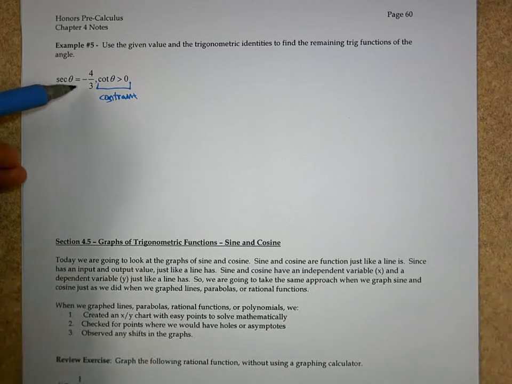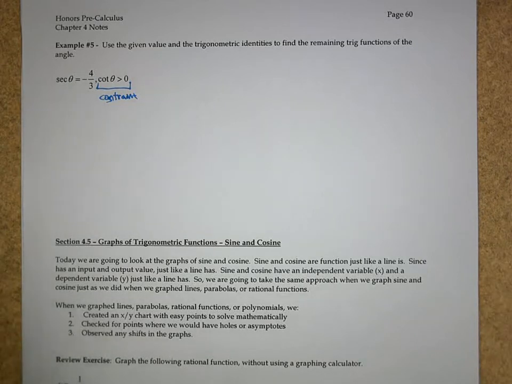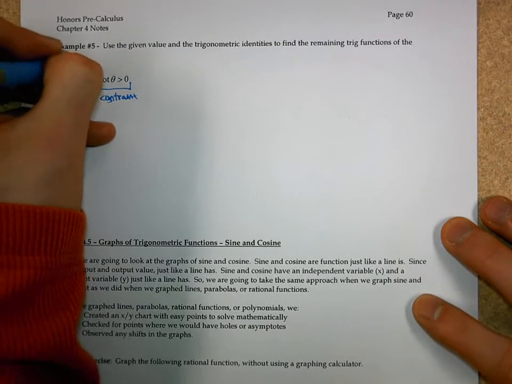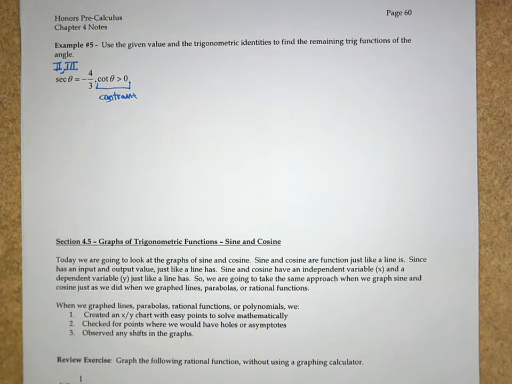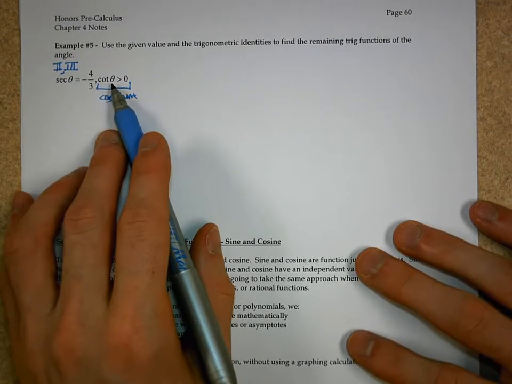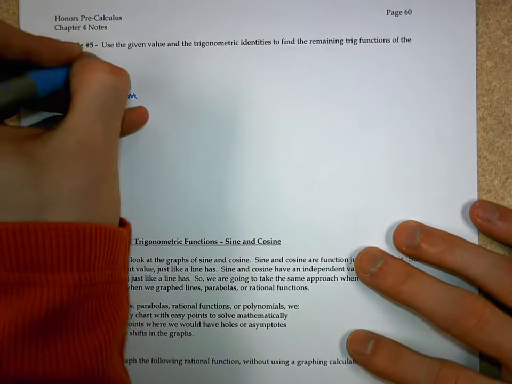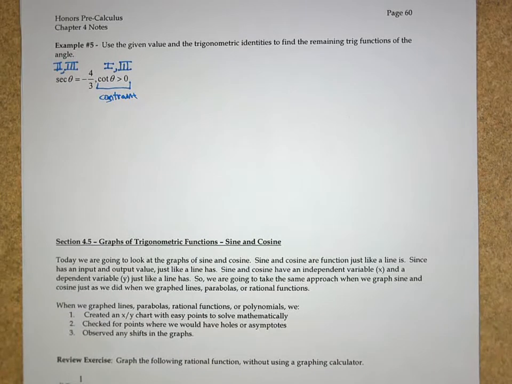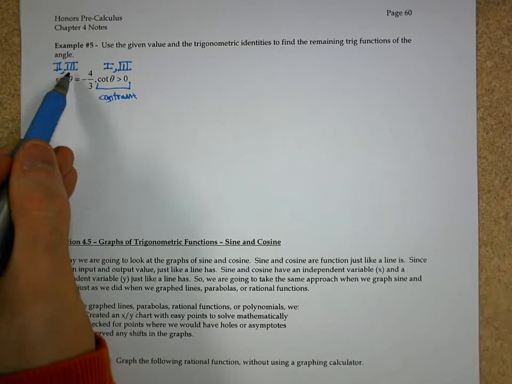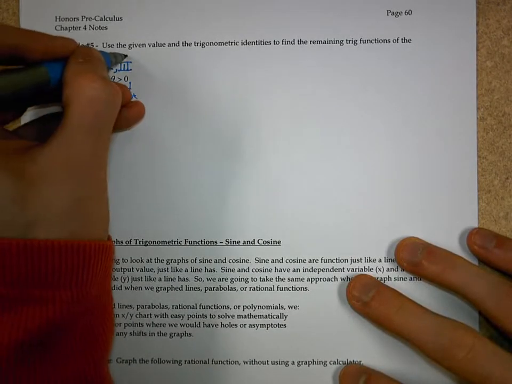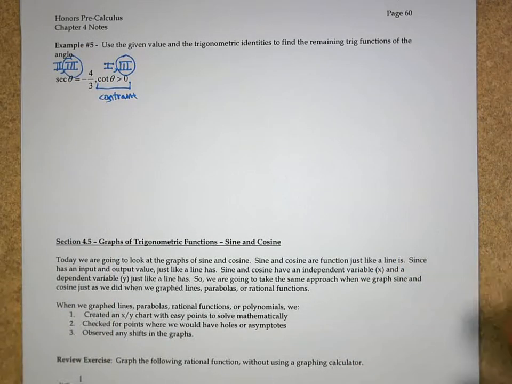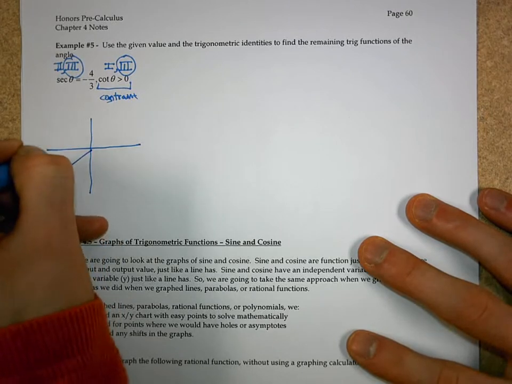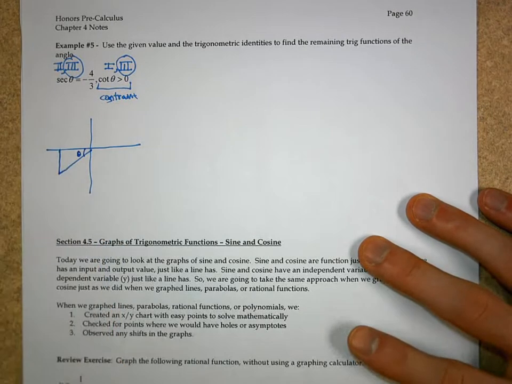Here the secant is negative, and there's two quadrants that secant is negative. It's the second quadrant and the third quadrant. The second part then is the cotangent is greater than 0. Cotangent can be positive in the first and the third quadrant. So I look at these two relationships and I see quadrant 3 is the common piece between both of them. So that tells me that I'm going to draw my reference triangle in quadrant 3.